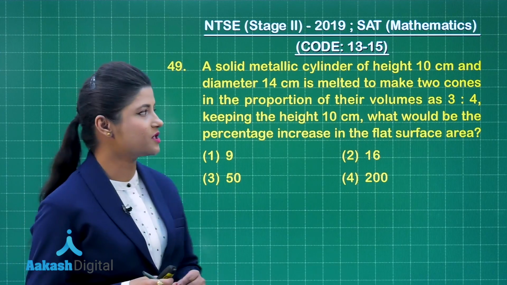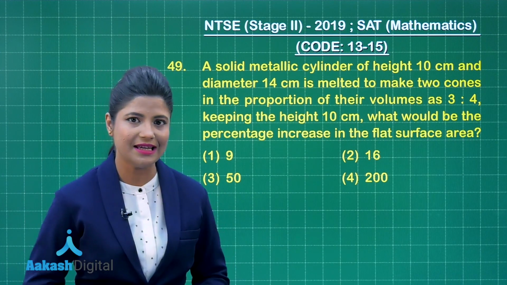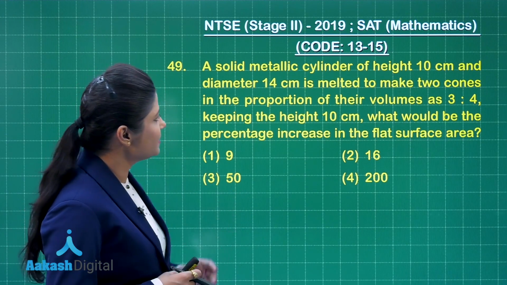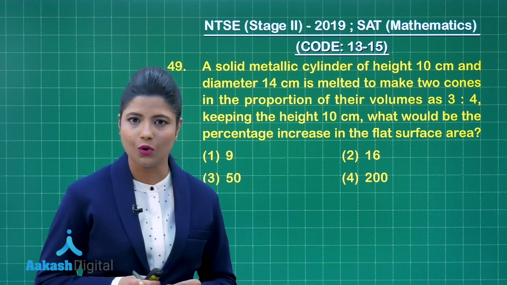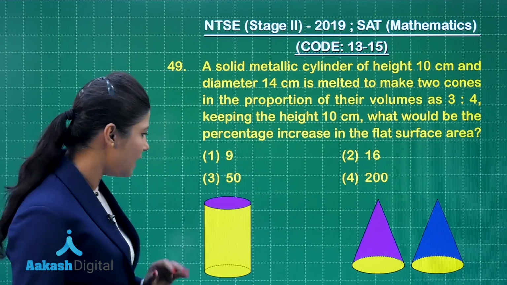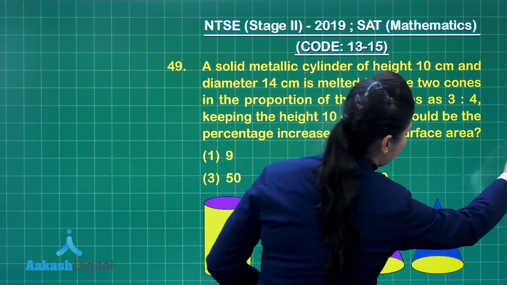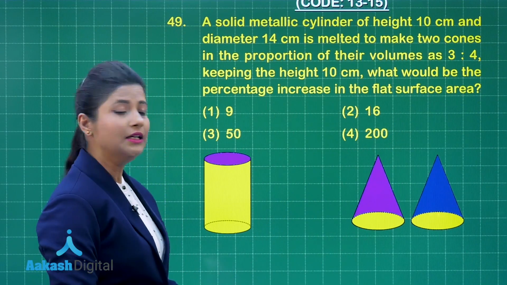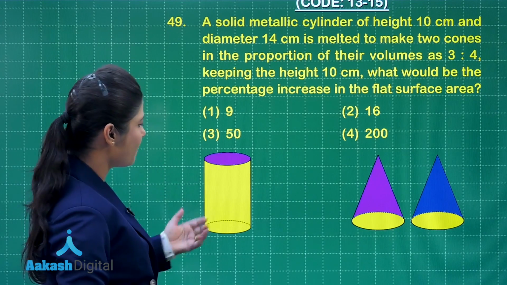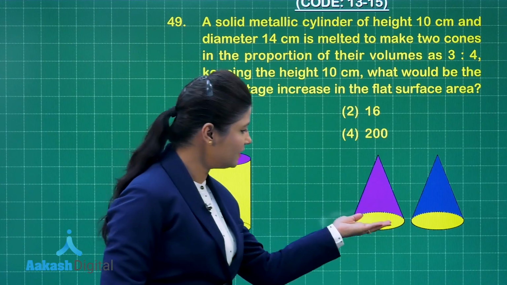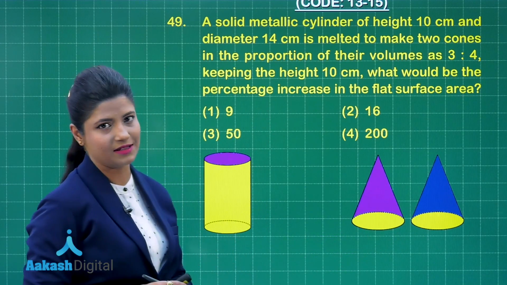Out of these four options, you have to obtain the percentage increase in the flat surface area when a right circular cylinder is being melted into two cones. By this term flat surface area, we mean the plane surface area. So, when this cylinder is melted and molded into two cones, the flat surfaces for this were top and base, and when it is obtained as two cones, here we are getting two bases as the flat surfaces.